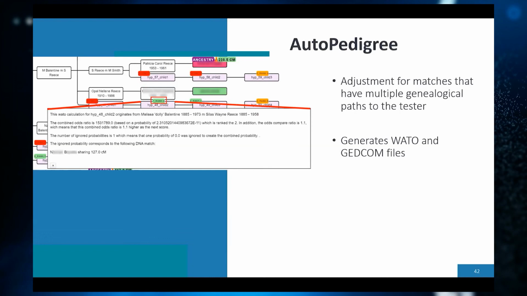You can load these WATO files into WATO online and do some additional calculations. So if you have found an error, you can correct that online and go from there. And it will also correct if you have multiple genealogical paths to the tester. Sometimes you have matches that are linked using several paths, because they just happen to have multiple links to yourself. And of course, these different paths will inflate the centimorgan score, right? Because if you share a certain set of centimorgans through different lines, that will be much higher compared to one line. So it has some adjustments to compensate for that as well.